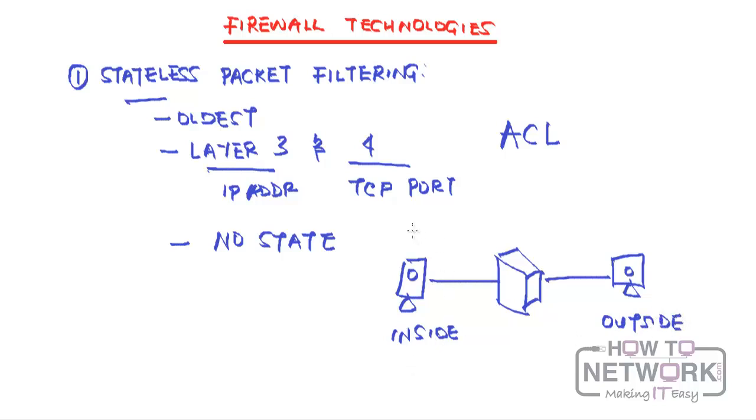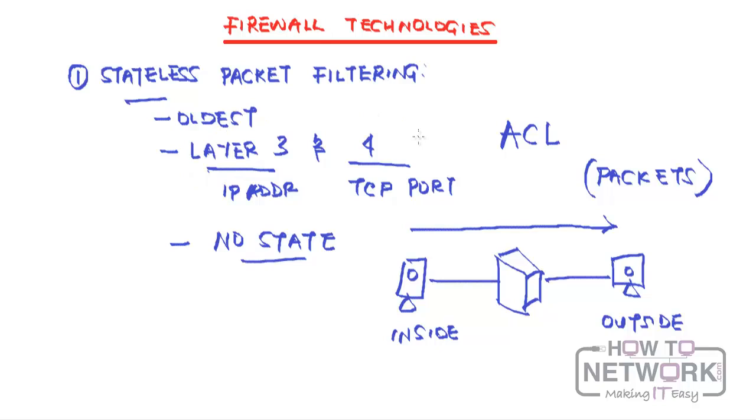Now if, for example, this inside user opens a connection to the outside user, remember that a connection will be made up of several packets. With stateless packet filtering, since it does not keep state, even if these packets are of the same connection, it treats them as individuals, so it treats them independently. Therefore, it's not able to determine that a packet is part of an existing flow or is part of a new flow.